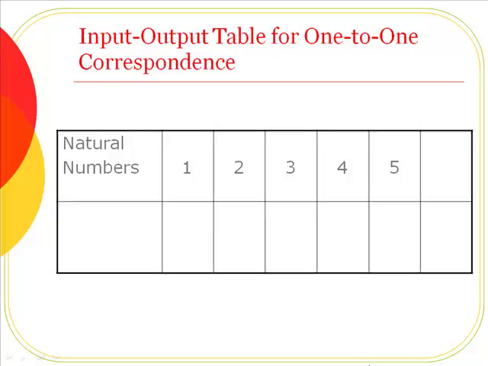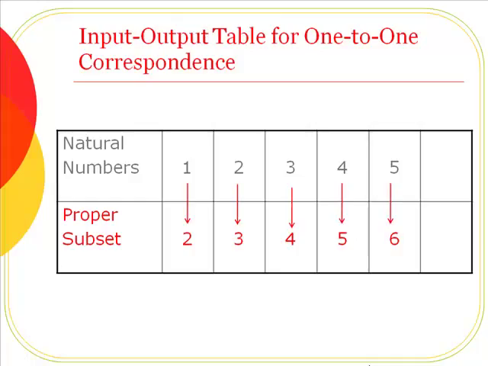And the way we'll do it is creating an input-output table. So if you took Math 021, here's the use of input-output tables coming back to us. So let's list the natural numbers, and let's list the proper subset as the output. And we'll see that 1 goes to 2, 2 goes to 3, 3 goes to 4, etc. So this is what I mean by a one-to-one correspondence. Each number in the first set goes to a number in the second set, the first set being the set of numbers we want to show is infinite, and the second set being a proper subset of that.